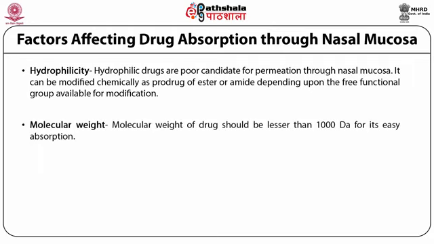Molecular weight: the molecular weight of the drug should be less than 1000 Dalton for its easy absorption. High molecular weight proteins and peptides like insulin and calcitonin are not good candidates for absorption.